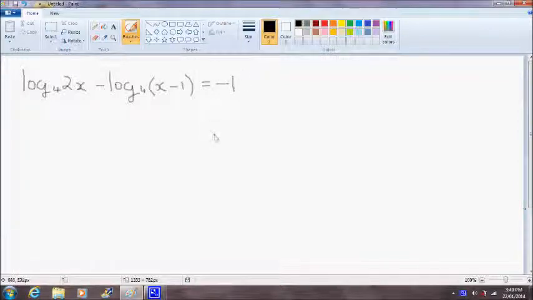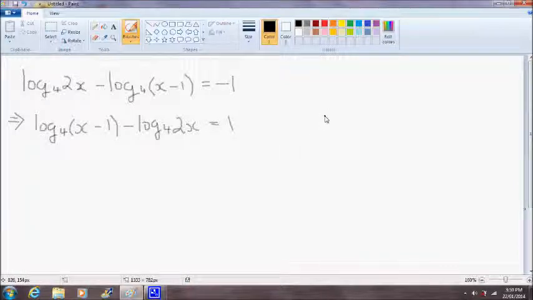The first thing I'm going to do is get rid of this negative sign on the right hand side of the equation, and to do that I'm going to multiply both sides of the equation by negative 1, and that will switch the positions of these two logs here. So simply said, log to the base 4 of x minus 1 minus log to the base 4 of 2x is equal to 1.